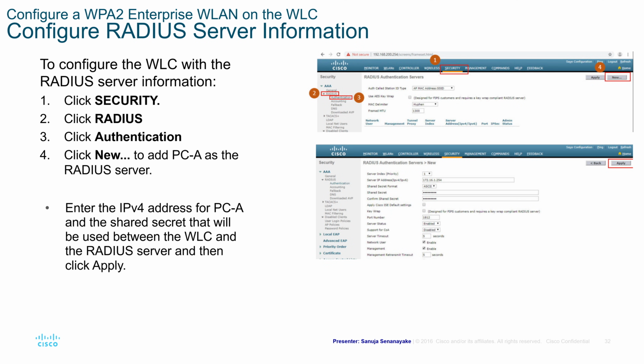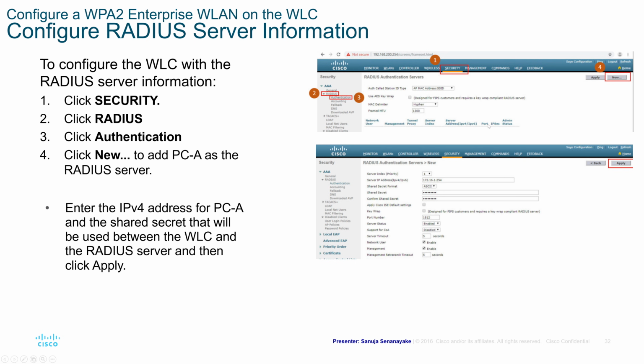Configure radius server information. To configure the WLC with the radius server information, we're going to go to the top tabs and we're going to select the security tab this time. So on the security tab, once you click on it, on the left hand side, you're going to have the radius main menu. And when you click on it, it will expand the radius submenus. On the submenu, we're going to select authentication, and that will give us this page.